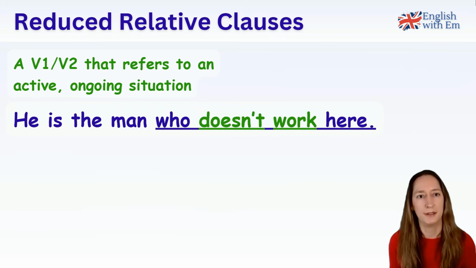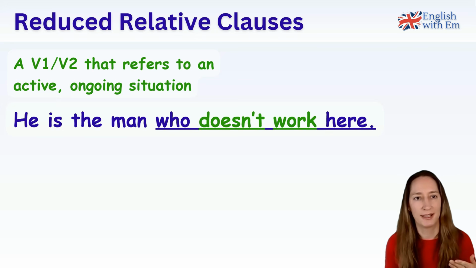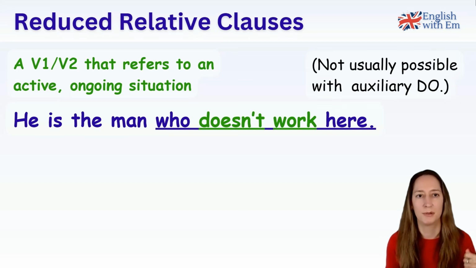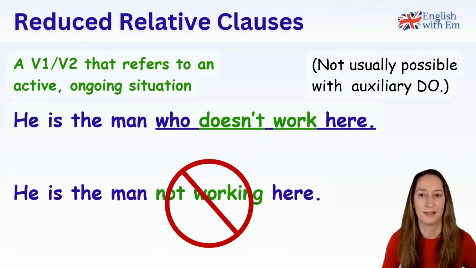He is the man who doesn't work here. Well, as mentioned earlier, it's not usually possible with the auxiliary verb do. So, he's the man not working here. It makes it seem like this is a temporary situation, whereas he's the man who doesn't work here is a fact. We're not talking about something temporary. So, this is not correct.